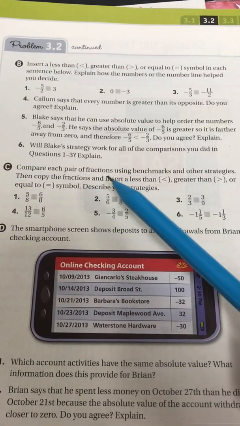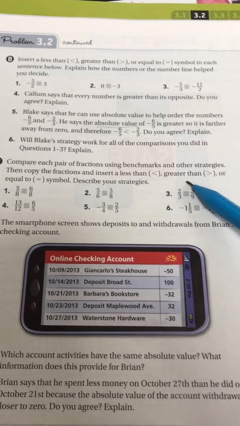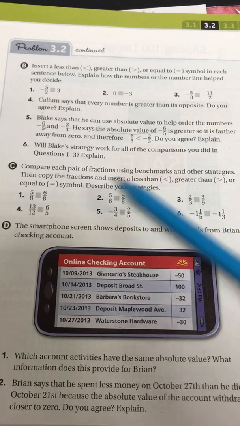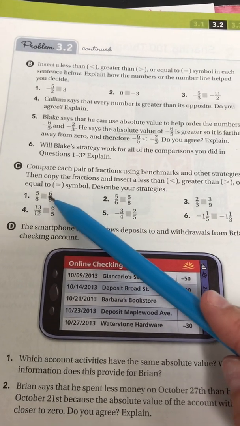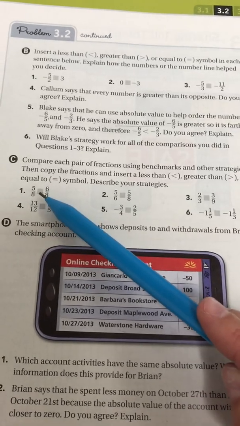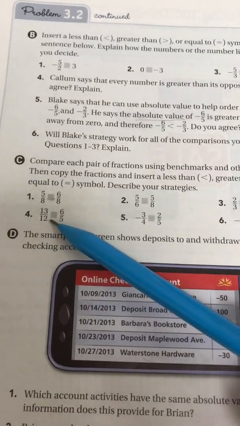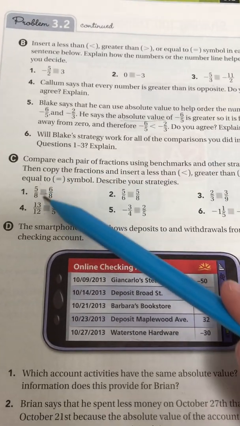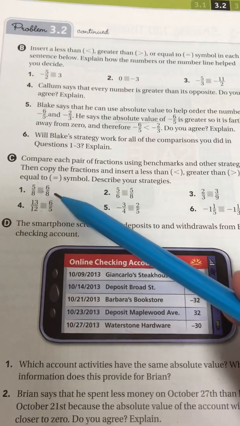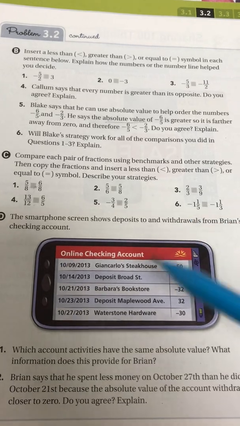Now in C, compare each pair of fractions using benchmarks and other strategies. Then copy the fractions and insert a less than, greater than, or equal to symbol to describe your strategies. So basically, tell me which one is greater than, less than. Put the correct symbol in here, okay? And then just tell me how you knew that. Did you use the number line and the benchmarks like we did here? Maybe if you had an improper fraction, maybe you turned it back into a mixed number and then used the number line. So just give me your answer and then kind of talk about what you did to solve that. What was your thinking that helped you solve that, okay? So that's C, 1 through 6 there.